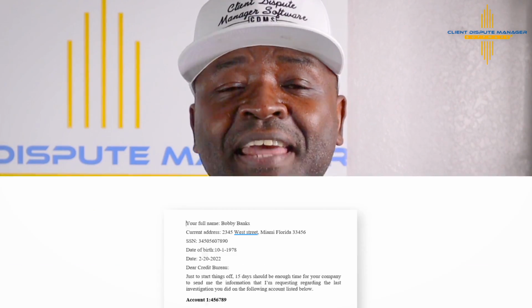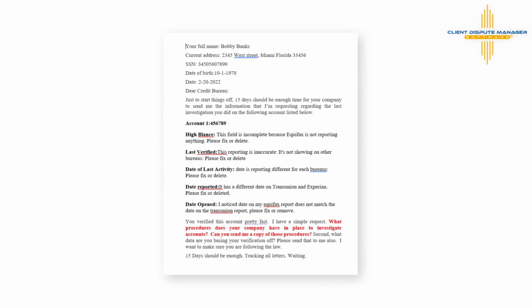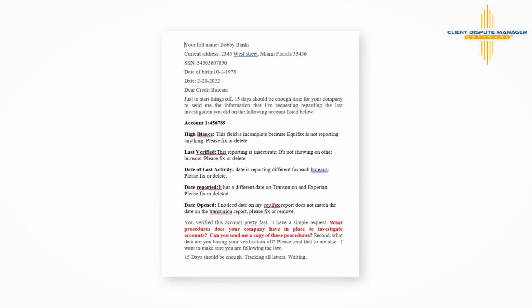Now this letter is asking the credit bureaus to verify how they verified the information on the initial dispute that you sent out. So you're asking the credit bureau, please provide me with your procedures, your methods, on how you verified the information that I disputed. As you can see in the letter right in front of you, it's a pretty detailed letter asking the credit bureau for this information.